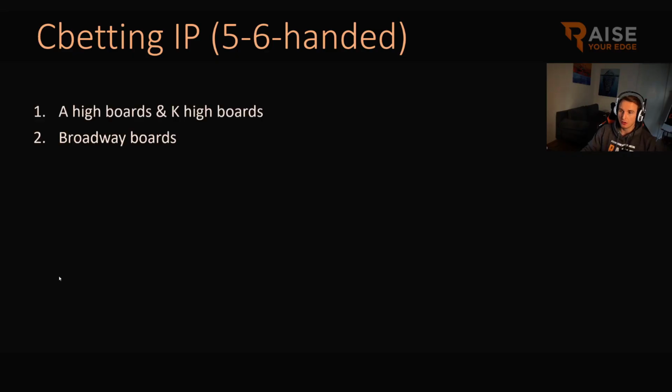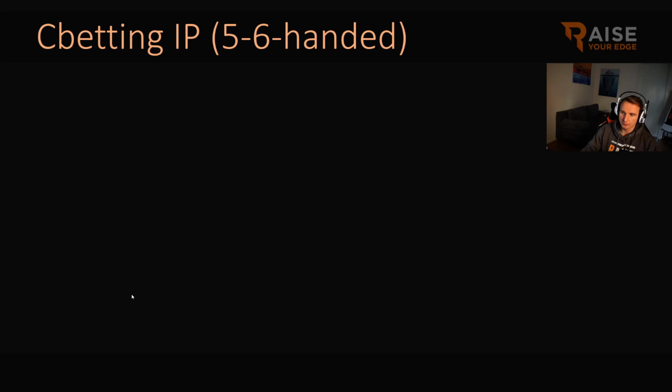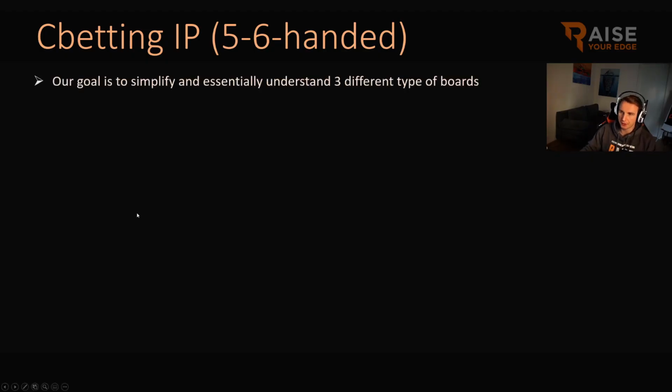We're going to be focusing on ace-high boards and king-high boards, Broadway boards, monotone boards, low monotone boards and high monotone boards, dry middling boards, middling connected boards, and low boards. So as you can see, we're going to be covering a wide variety range of boards, and I want to show you certain patterns that will help you understand why we should be c-betting very wide on one board texture and we shouldn't be c-betting a lot on a different board texture.